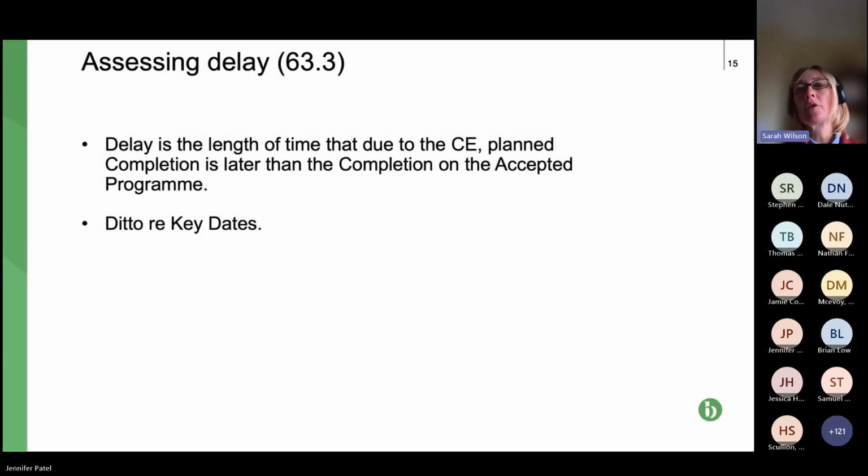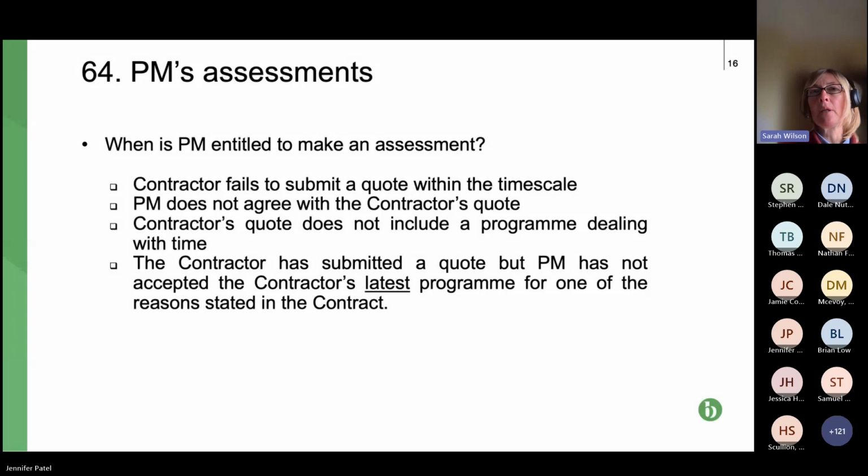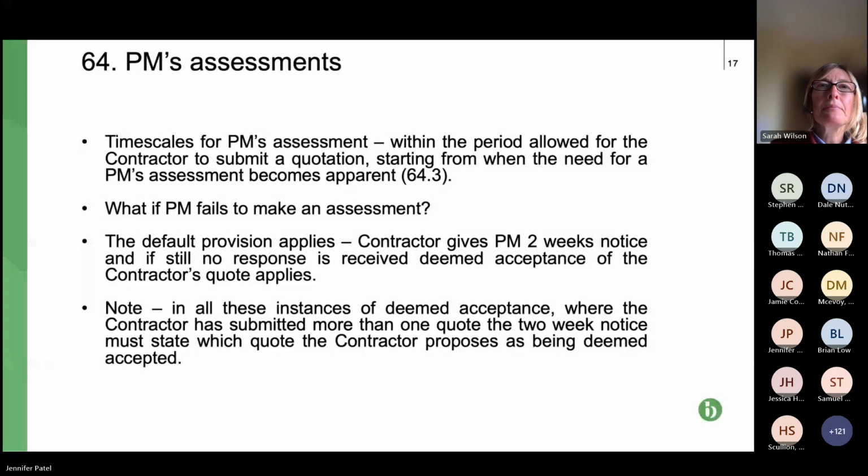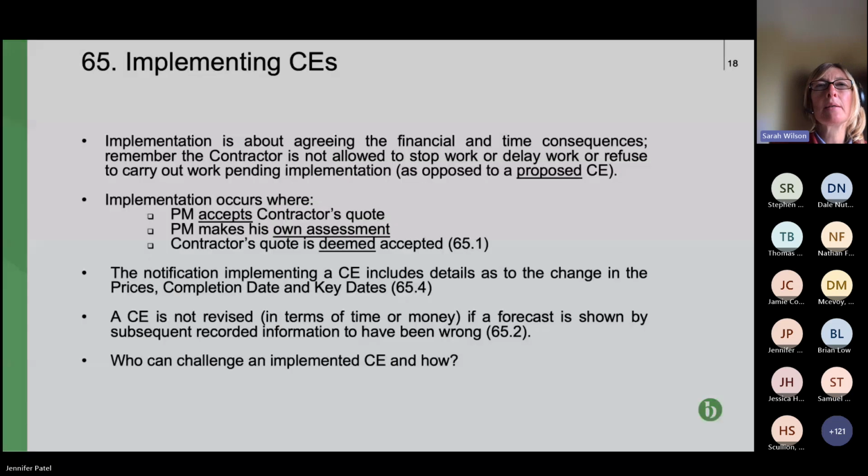We can move on. So that's just assessing delay, which is similar to the way in which the financial element is calculated. So that's just the circumstances where the PM can make its own assessment. So we've seen that already. So if we can move on to the next slide. And that just talks about the default provision with regard to that which we've already looked at. So if we can move on to the next slide, please.